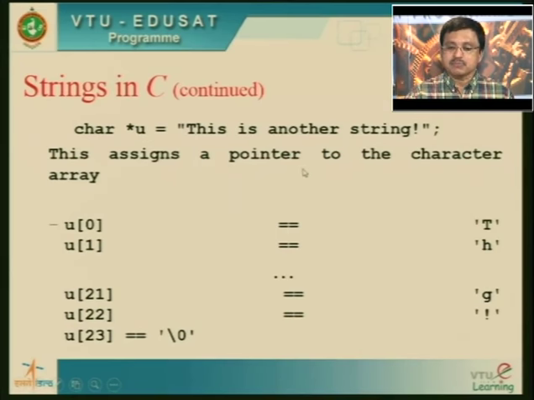Character star u assigns a pointer to the character array. So, u now becomes a pointer to the character array whose size is the length of the string plus 1, and that 1 is required to store the \0. If I access u[0] I get t, if I access u[1] I get h, similarly if I access u[22] I get the exclamation sign. So, both are equivalent.